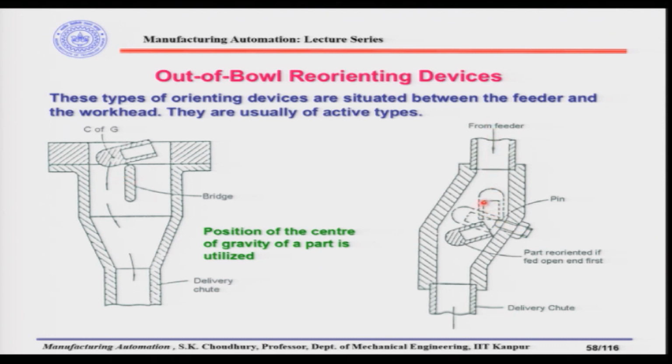So, then they will be reoriented, either they are coming with the heavier side up or with the heavier side down. Both ways, after hitting the pin, they will come with the heavier side down only, which is the desired orientation. So, this is another example of the active orienting device, which are used normally, as I said, as out of bowl tooling.